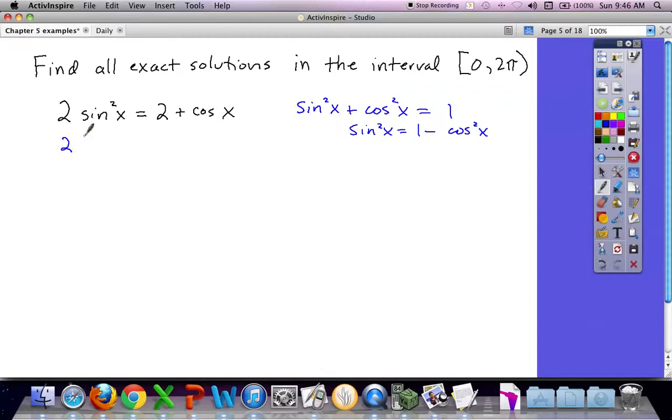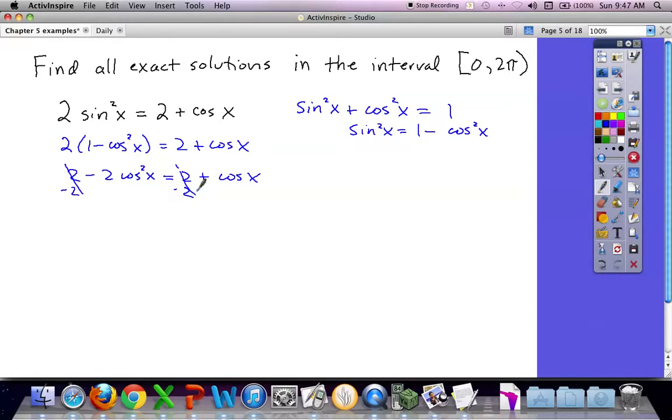So 2 times 1 minus cosine squared x equals 2 plus cosine x. 2 minus 2 cosine squared x equals 2 plus cosine of x. Okay, we need to get everything on one side, 0 on the other, because ultimately this is going to be a factoring problem of some kind. I can see right now that if I subtract 2 from both sides, right, the 2's are gone.